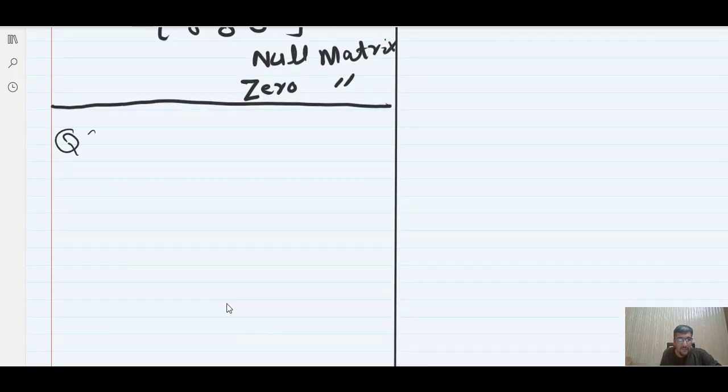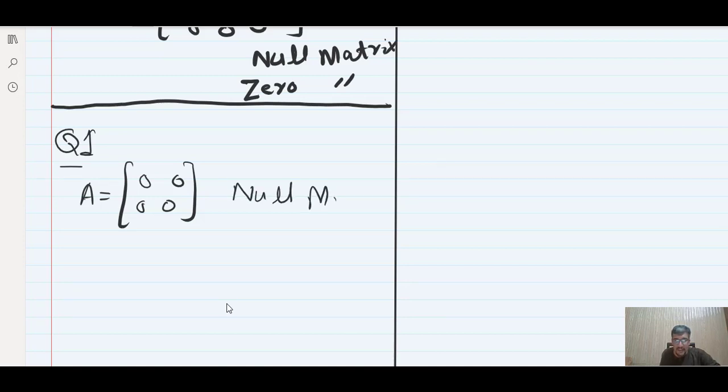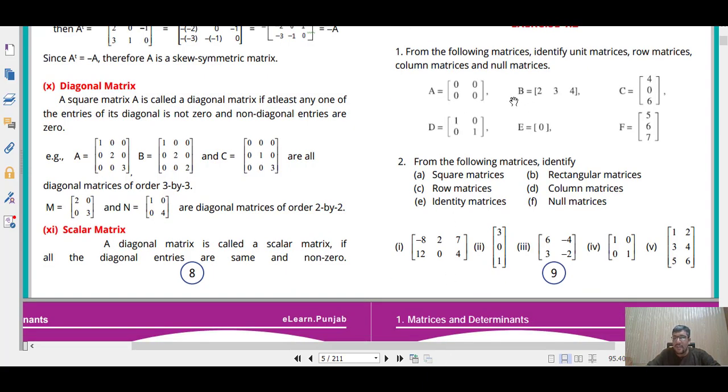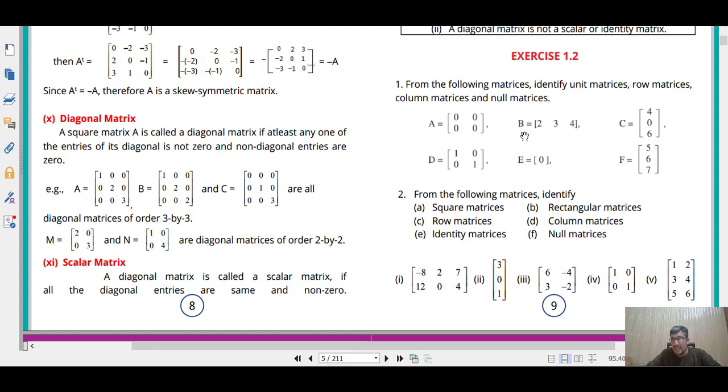Question number 1. Matrix A, all the entries are zero, so it is known as null matrix. As we have discussed the statement of null matrix, that if all the entries are zero, it is known as null matrix. Now we have another matrix, that is B.